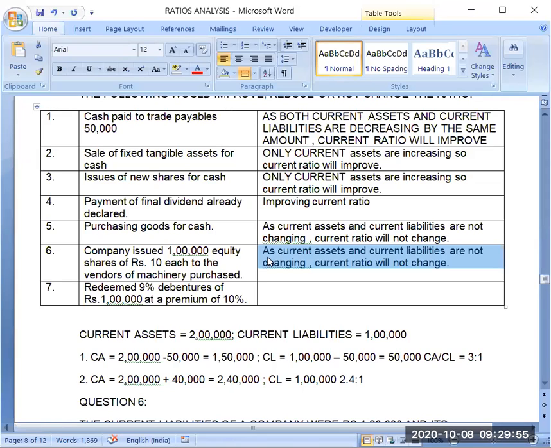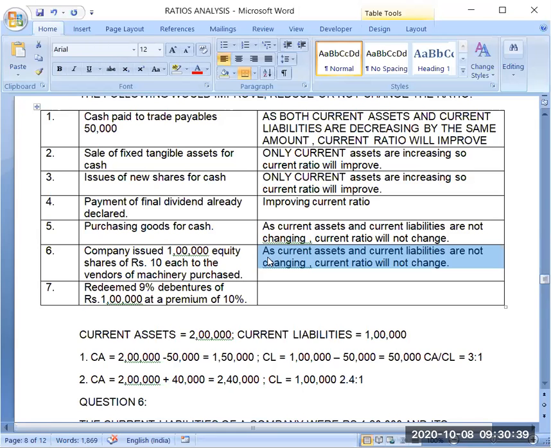Now the first thing you have to decide is that you are redeeming the debentures. Generally, debentures are not part of current liability; debentures are part of non-current liability. Then the second thing is that you are paying them cash because you are redeeming debentures. Obviously, you will be paying them cash. So because you are paying cash, your current assets will decrease. Your cash will get decreased.